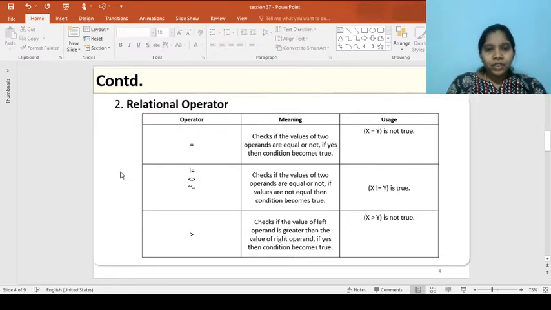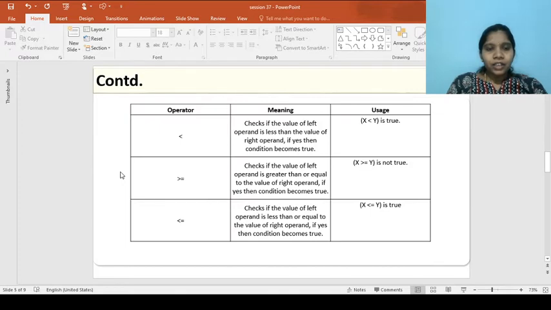We will continue with the relational operators. The next type of relational operator is the less than operator. This less than operator is used to check whether the value of the left operand is less than the value of the right operand. If it is yes, then the condition becomes true. In the remaining case, the condition becomes false, obviously.